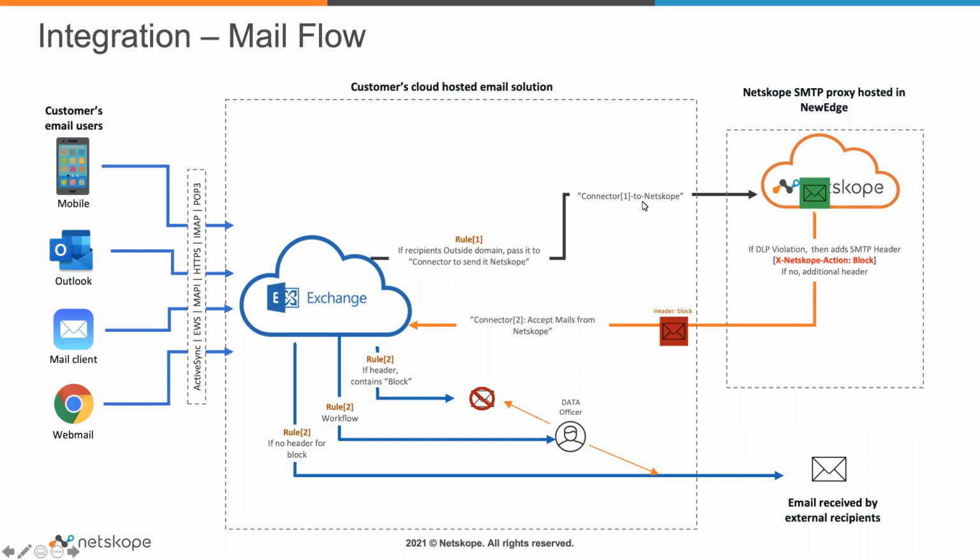Mail is sent back to Exchange and it looks for specific header variables. If it matches a specific variable set by Netskope, mail gets dropped. If not, mail reaches the recipient mailbox.